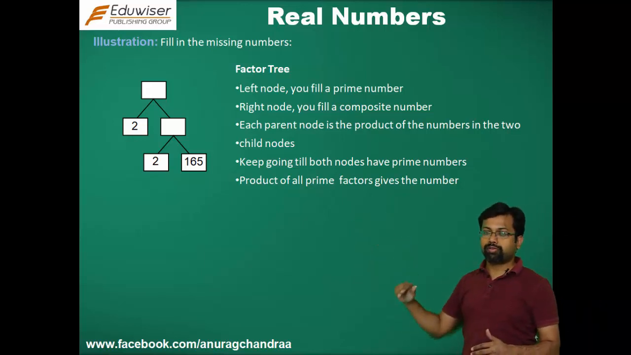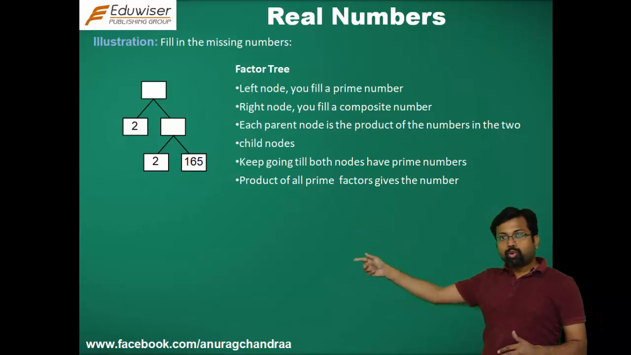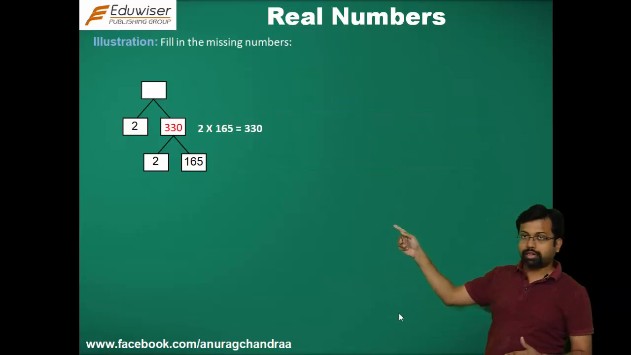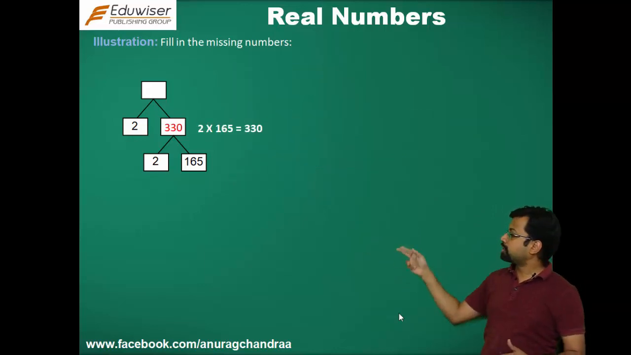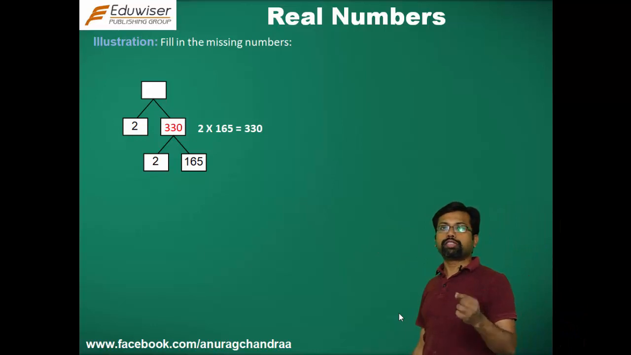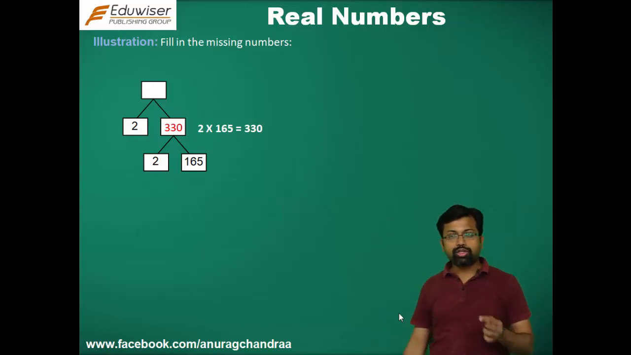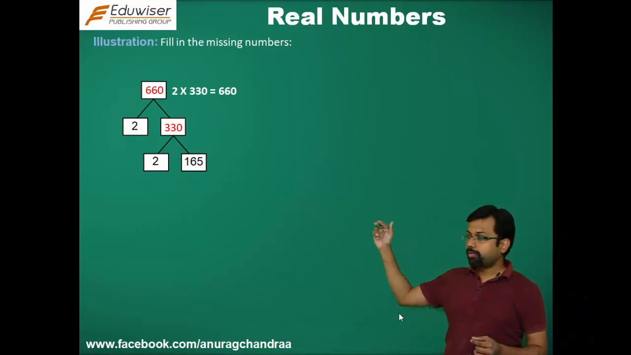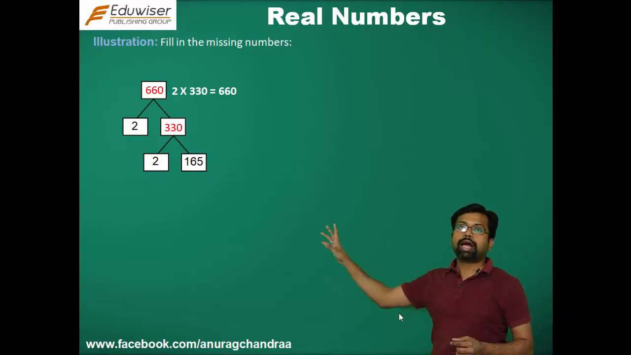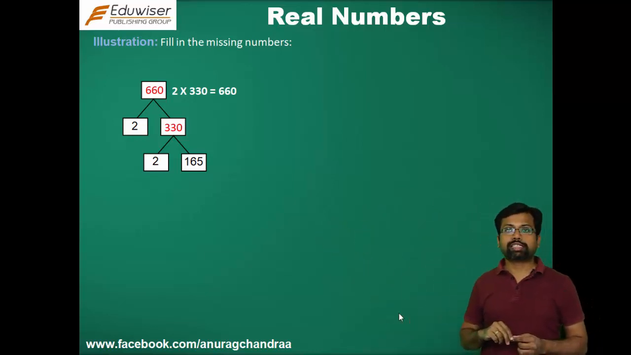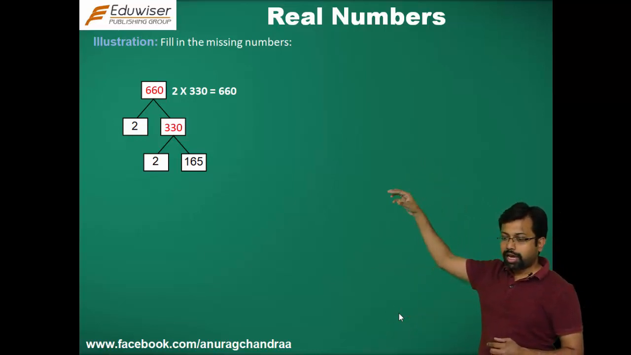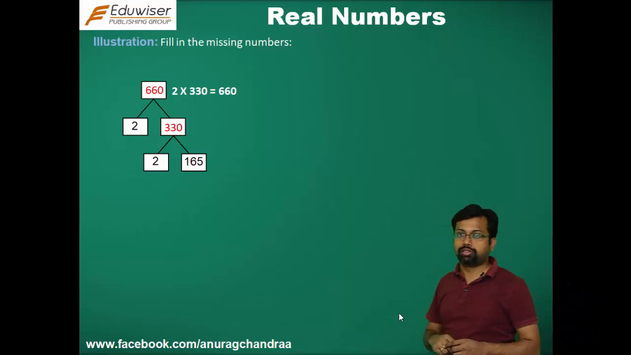Let's see what will be above this. So the parent of 2 and 165 will be the product of these two numbers. So the parent right above 2 and 165 will be the product of 2 and 165, and that's going to be 330. So you have 330 and then 2. What will be the parent of these two numbers? The parent of these two numbers will be the product of 2 and 330, which is 660. So the two boxes that you can see here, at the top level it will be 660 and at the second level it will be 330.